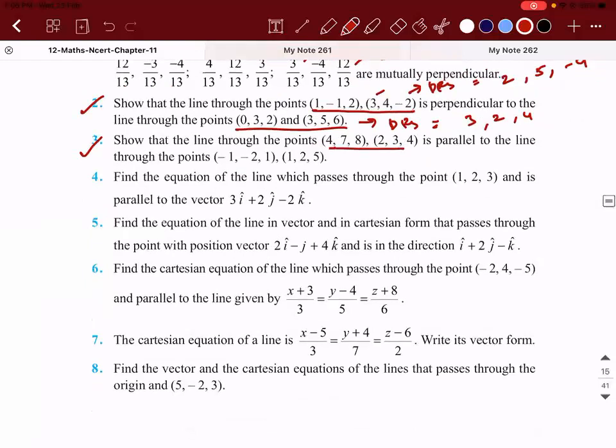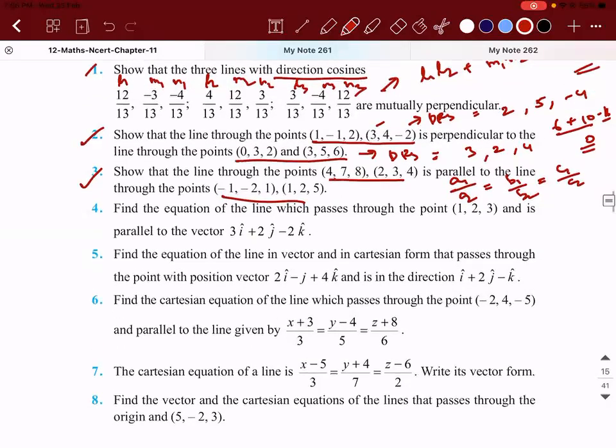Show that the line through these 2 points is parallel to the line through these 2 points. If they are parallel, what is the relation between the direction ratios? A1 by A2 is equal to B1 by B2 is equal to C1 by C2. Correct? So I will do it immediately. For example, let me come to the second problem. 2 into 3 is 6, plus 5 into 2 is 10, plus 4 into minus 4 is minus 16. 6 plus 10 is 16, minus 16 is 0. So that is why in the second problem, they are perpendicular. Third one, tell me the direction ratio of first line.